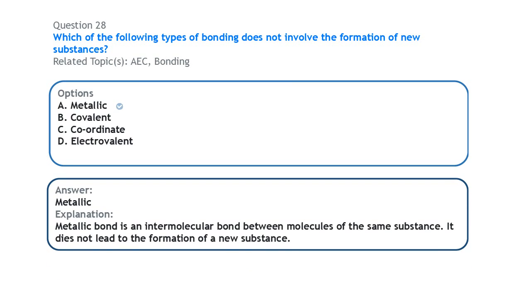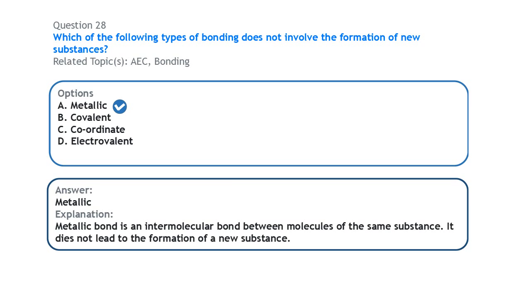That is the metallic bond. The metallic bond is an intermolecular bond, meaning that is the bond between molecules of the same substance. Okay, molecules of the same substance, and this bond does not lead to the creation of a new substance. It does not lead to the formation of a new substance.